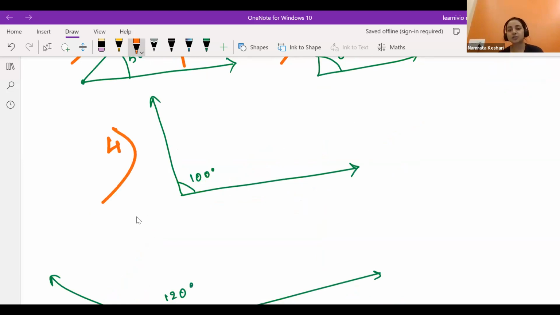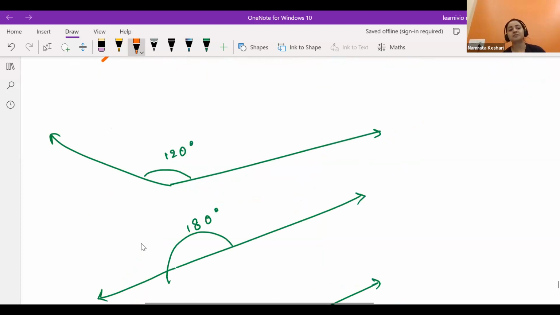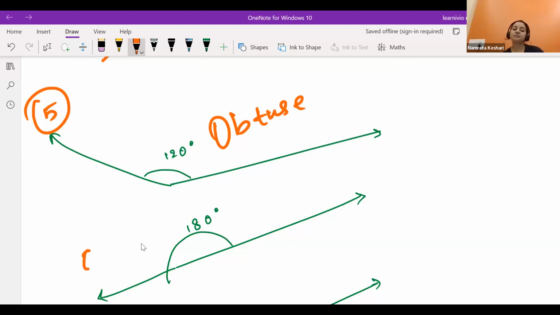Is it acute? Obtuse angle. Yes, ma'am, this is obtuse. Is it an acute angle, Tejas? Another one is also obtuse. No, ma'am, obtuse. Obtuse. Number 6, straight angle. Straight angle. Correct?